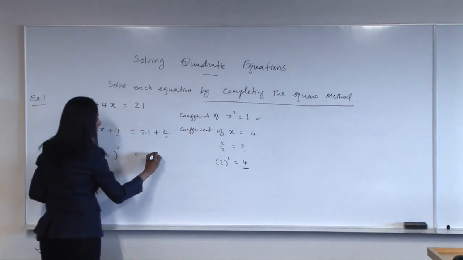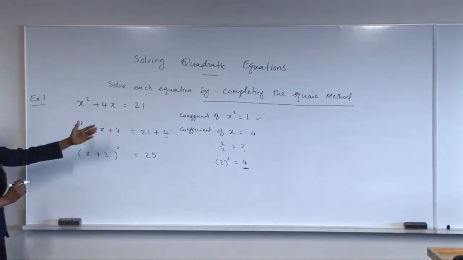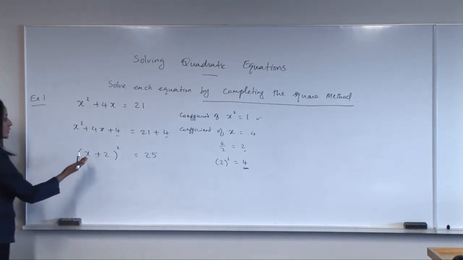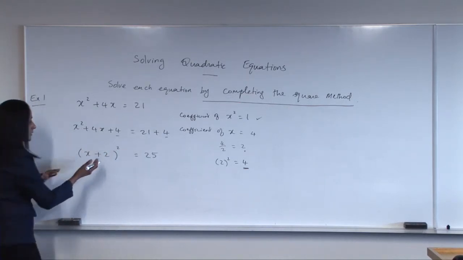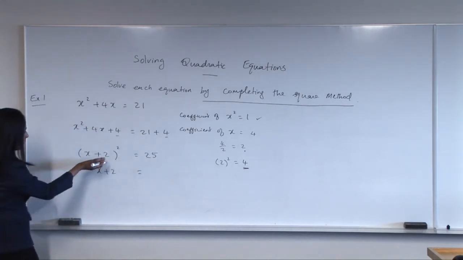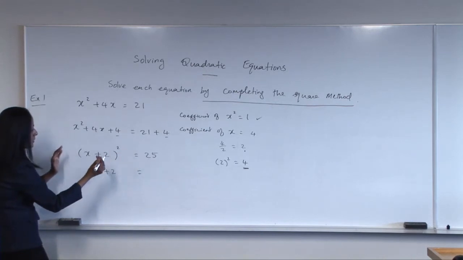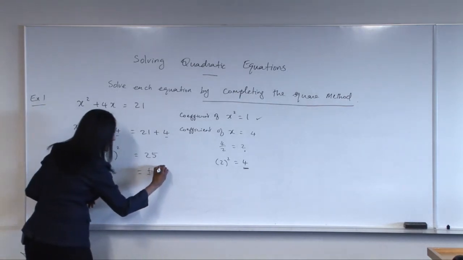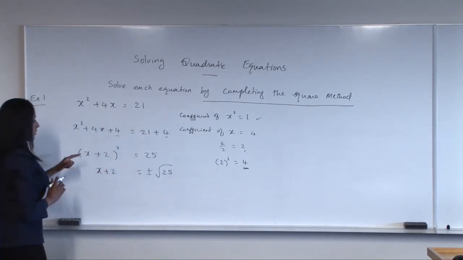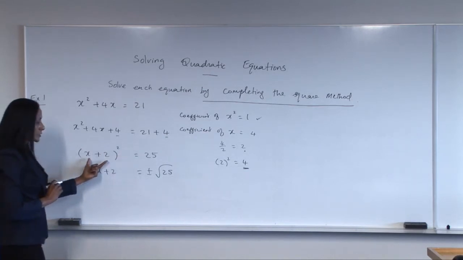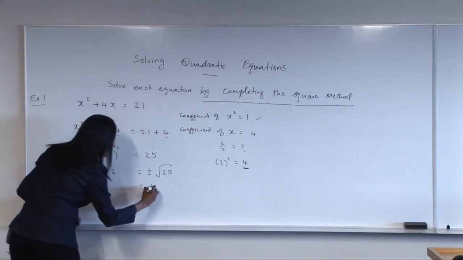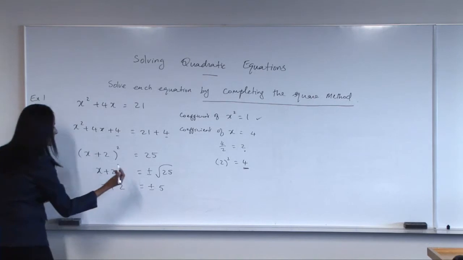What is this? 25. Now do you see? We can use the previous method, the square root method. So (x plus 2) squared is 25. What is the square root method? Something squared is a number, so that something is equal to plus or minus the square root of 25. Don't forget the plus or minus. Don't just take the square root of both sides. Always, when (x plus 2) squared is 25, x plus 2 is plus or minus the square root of 25. What is the square root of 25? 5. So x plus 2 is equal to plus or minus 5.